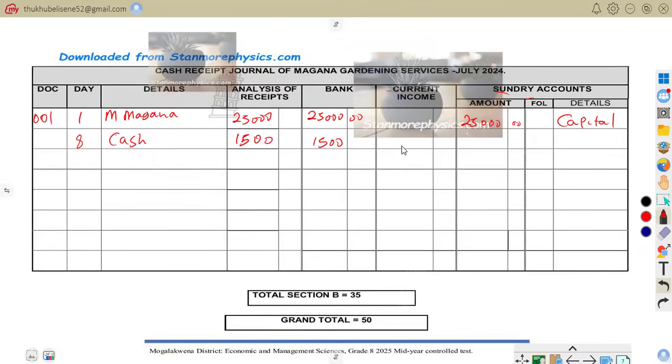And this comes to our current income into business account. So we are going to write it under current income, 1,500. It is going to go into the business account. That is why we show it under current income.